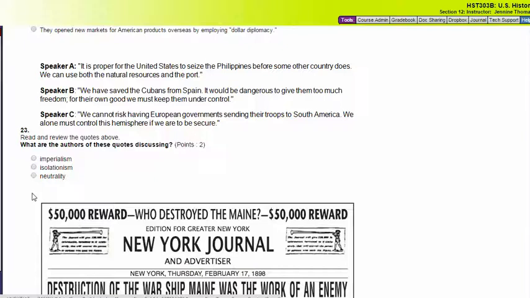Read and review the quotes above. What are the authors of these quotes discussing? Is it imperialism, isolationism, or neutrality?